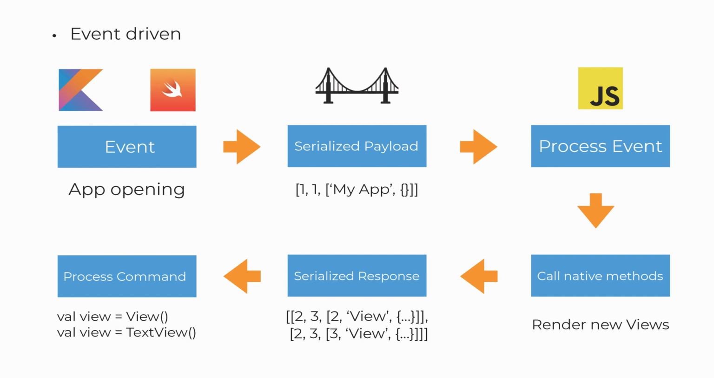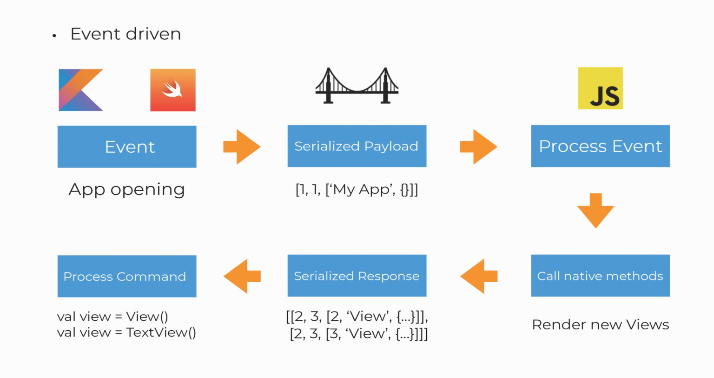So it decides that it's time to render some views. For example, the view with the text that we have seen before, and then it communicates this to the bridge that generates a JSON and passes it to the native part that finally instantiates our views. And all this communication, of course, causes some delay.